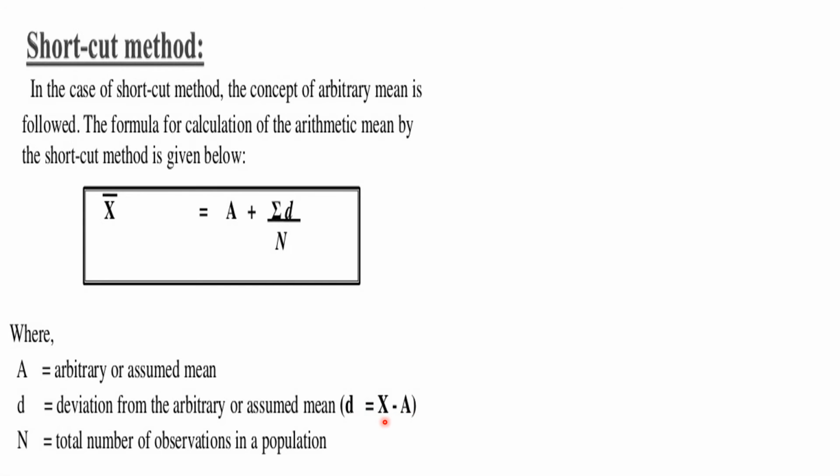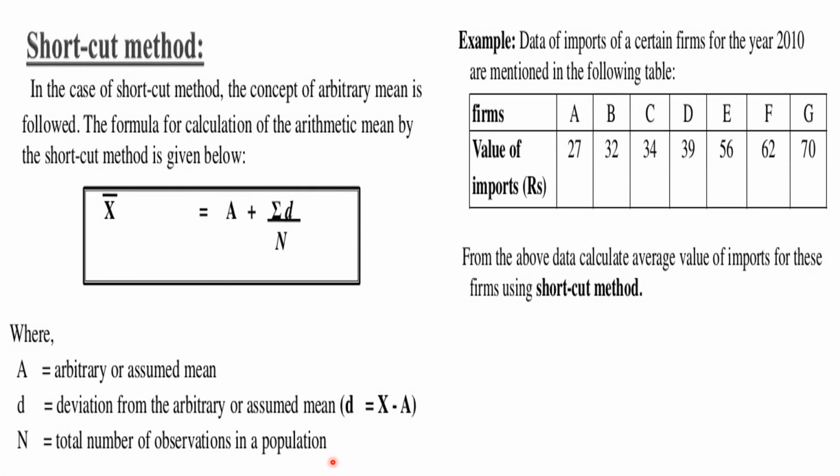X will be the data given to us, and from that data only we will consider one value as the assumed mean, and we will subtract it from each of the data to get the deviation. We will understand this with the help of one example, okay? And n is the total number of observations in a population. Let us take one example to understand this.